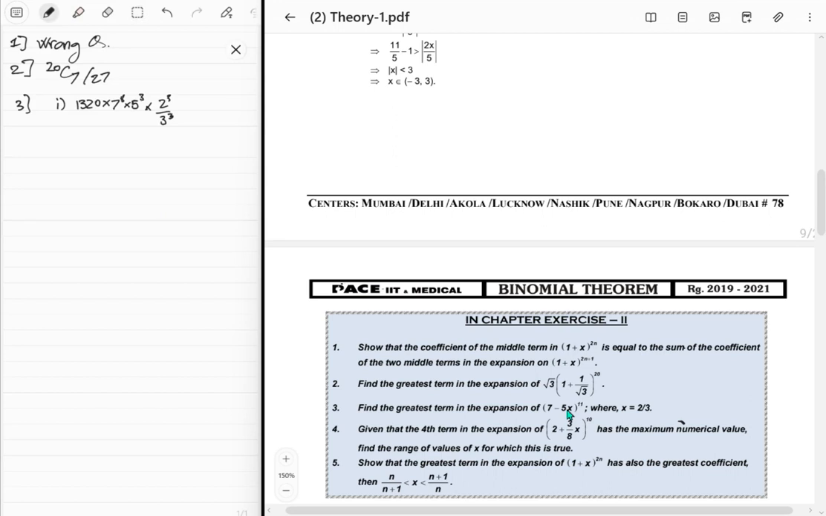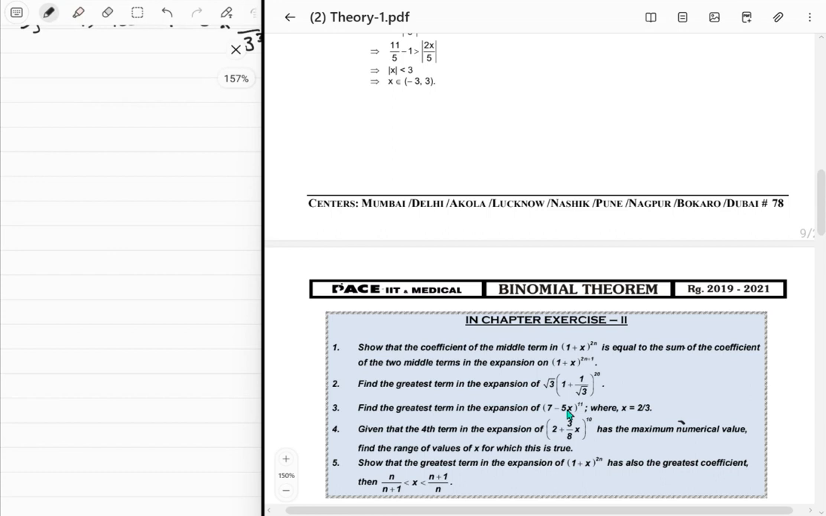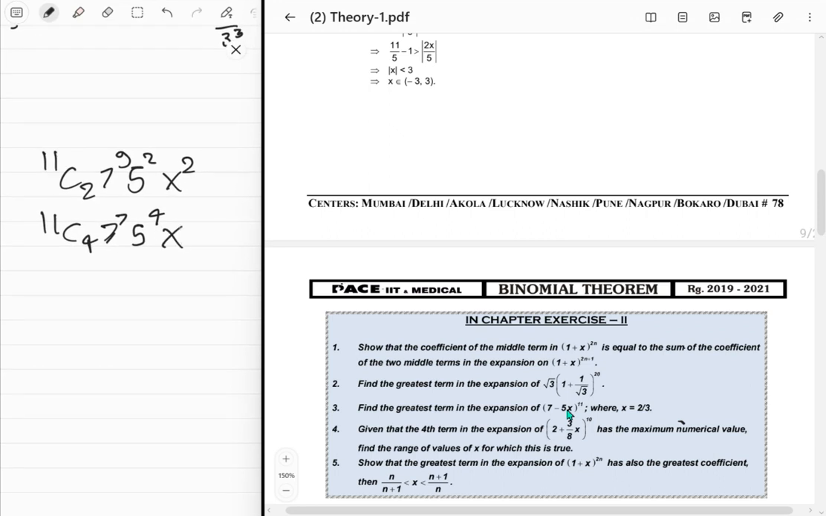So let's figure out what the r equal to 2 term should be. It's supposed to be 11c2. Then you got 7 power 9, you got 5 power 2 and then x power 2. And then the fourth term is just 11c4, 7 power 7, I guess. Then you got 5 power 4, because the r equal to 4 thing, right? So you got x power 4 over there as well.